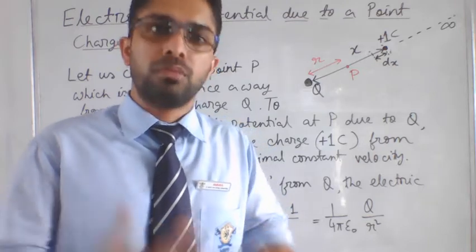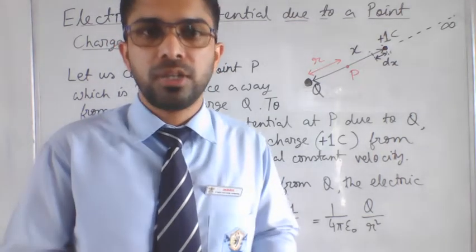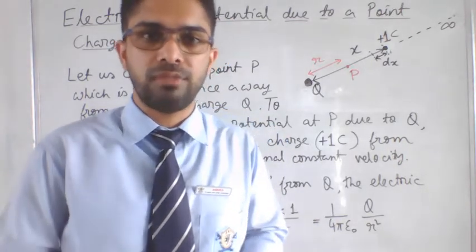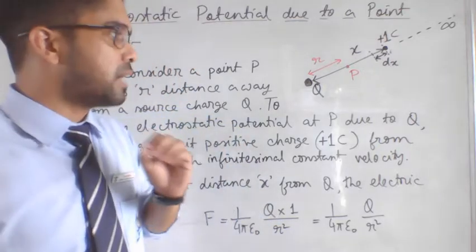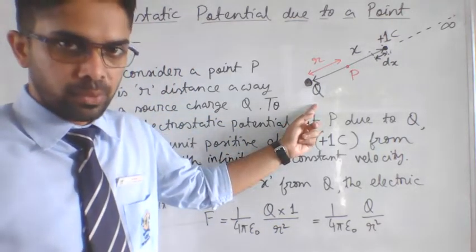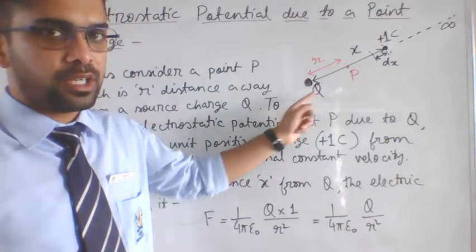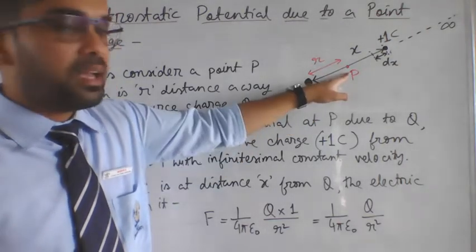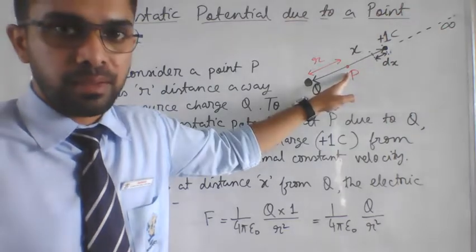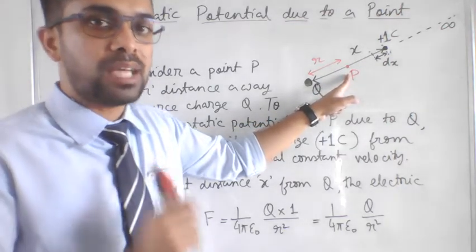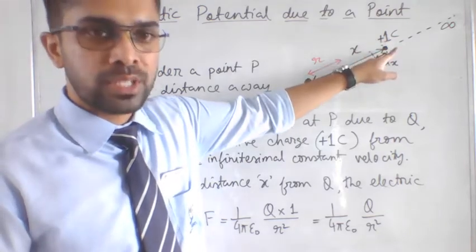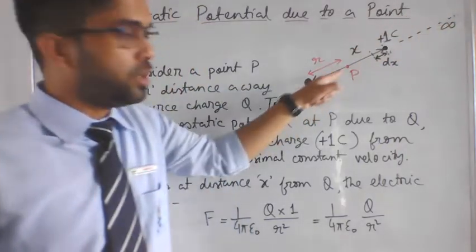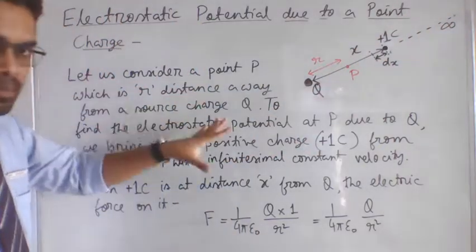Scientists chose this definition. There is no hard and fast rule or law in nature that told us to define electrostatic potential like this. We chose to define it that way. As you can see in this diagram, we have a source charge capital Q, and we intend to find the electric potential at this point P, which is r distance away from the source charge. To find the electrostatic potential at P, we find the amount of work done in bringing a unit positive charge, this plus 1 coulomb charge, from infinity to the point P. That is what has been mentioned here.